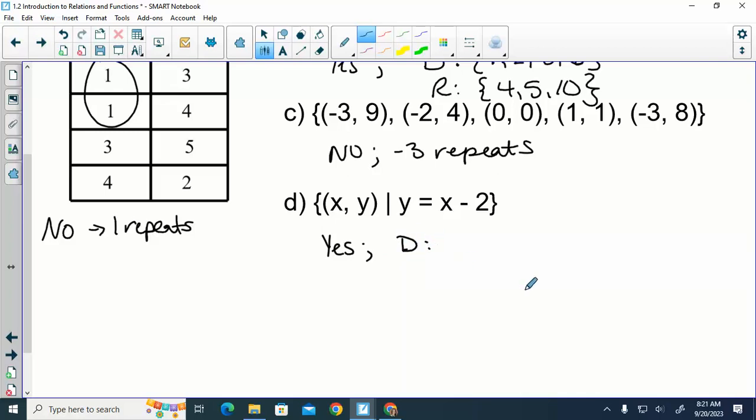My domain. Is there any number you couldn't put in for x? Is there anything we can't subtract 2 from? No, it could be anything. So to show that, it's the entire number line, so it's negative infinity to positive infinity. Let's get parentheses. The range. Okay, if y is what we get after we subtract 2, is it possible to get negative answers when you subtract 2? Can we get 0? Can we get positive answers? So we can get anything. So it's also negative infinity to positive infinity.